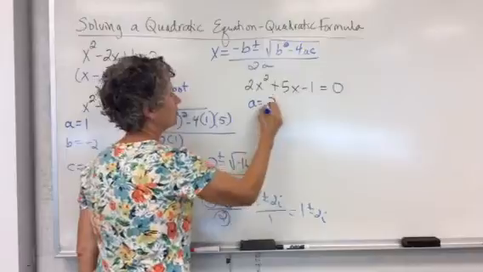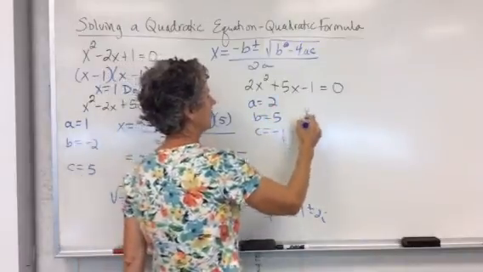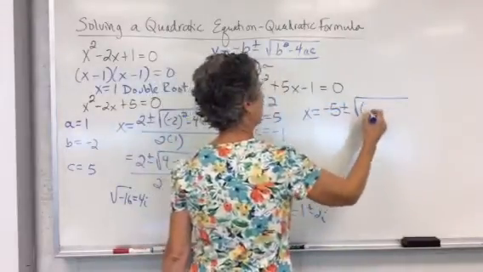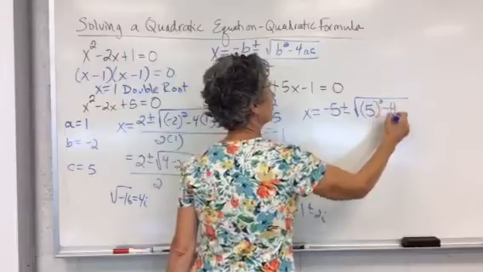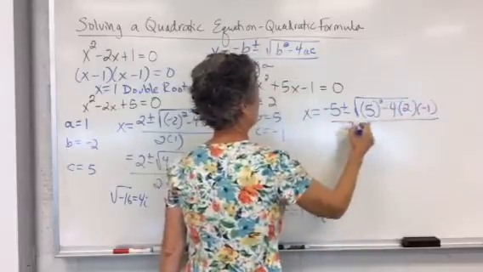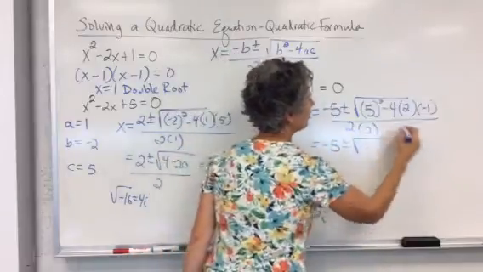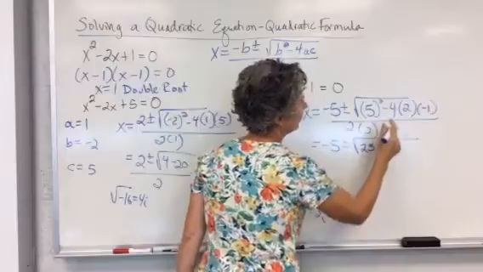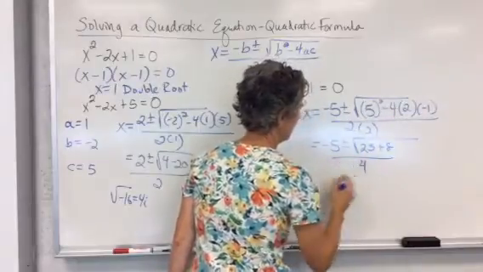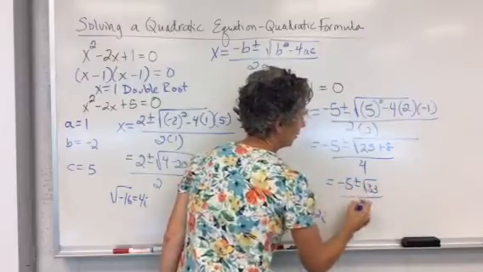Here, a is 2, b is 5, and c is negative 1. So x would be negative 5 plus or minus the square root of 5 squared minus 4 times 2 times negative 1, all over 2 times 2. Again, be real careful with the numbers under here, under the radicand. So that's 25, but this is a minus times another minus, so it's going to be plus 8. So we get negative 5 plus or minus the square root of 33 all over 4.